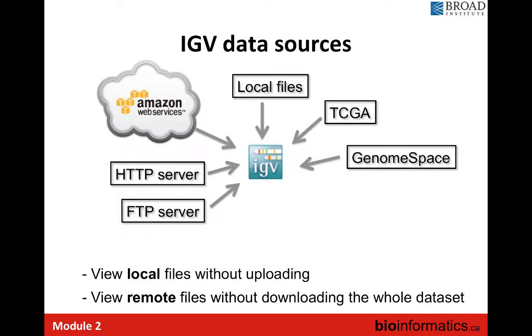So for IGV, regarding the source of the data, where it can be loaded from: when you load it in IGV, you can get data from a server, from the Amazon cloud, or data that you store locally on your computer. You can use as well a public dataset, such as the TCGA. So you can view a local file without uploading. You can view a remote file without downloading the whole dataset. That makes it easier, as you don't need a huge amount of memory on your laptop, but you can still view large datasets this way.